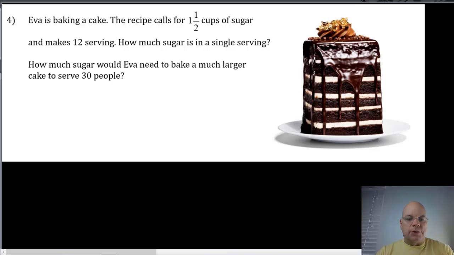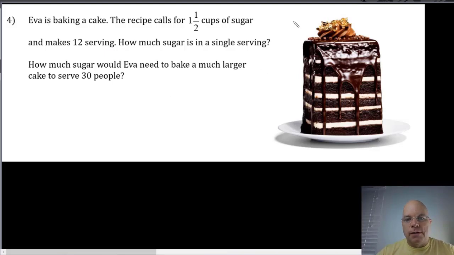We started a unit on proportional reasoning. We discussed what a ratio is and a rate and a unit rate. We're focusing on unit rate on tonight's homework. Problem number 4 says Eva is baking a cake. The recipe calls for 1 1/2 cups of sugar and makes 12 servings.